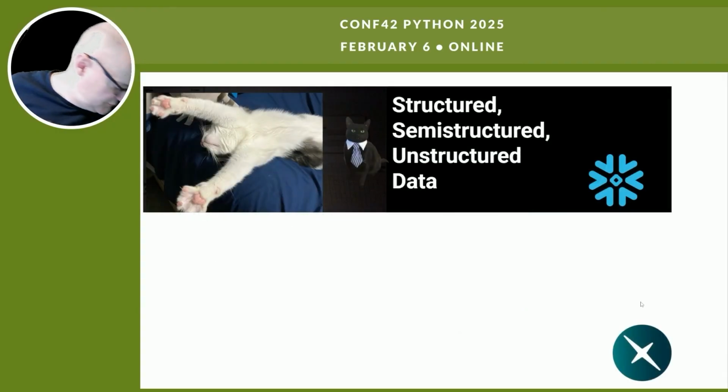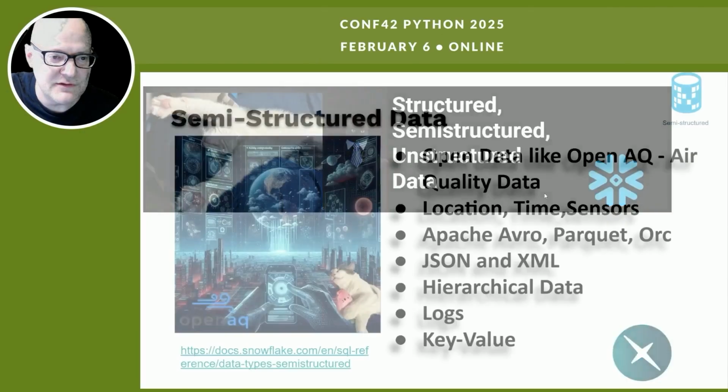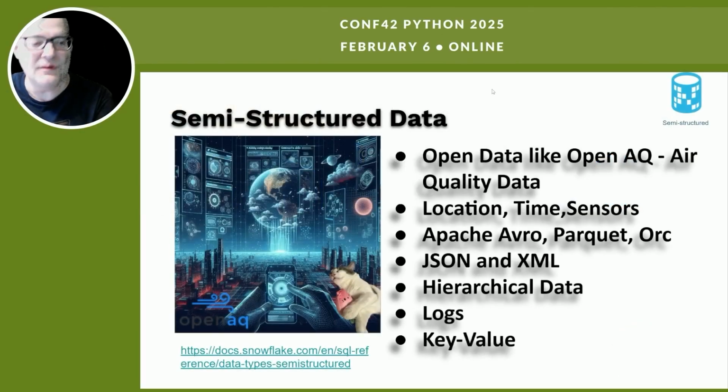So let's first look at the different types of data out there. There are lots of ways to define it, but we're going to look at the data that makes sense to process today: structured, semi-structured, and unstructured. So let's take it away. First, we'll look at semi-structured. This one, there's a lot of it.